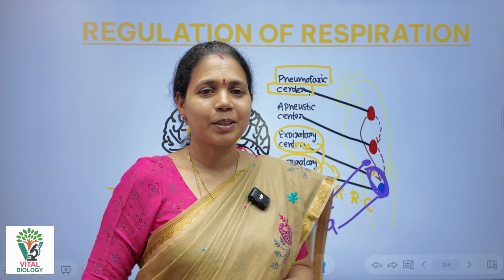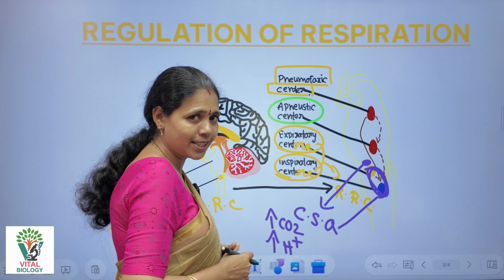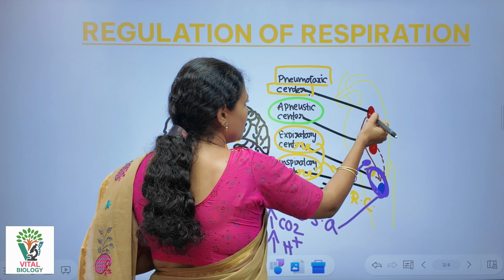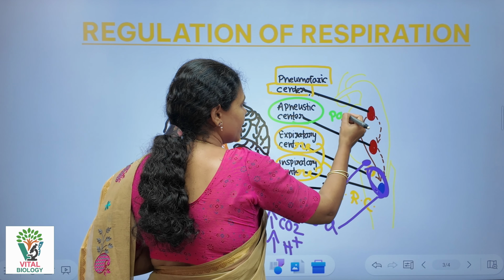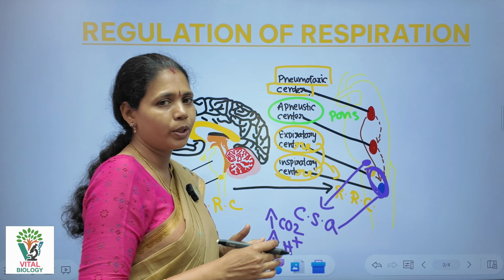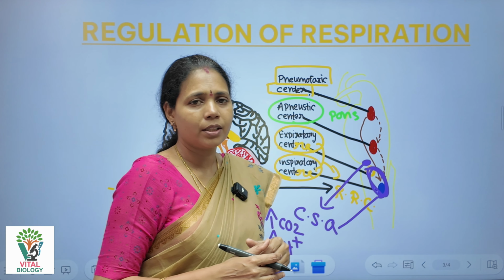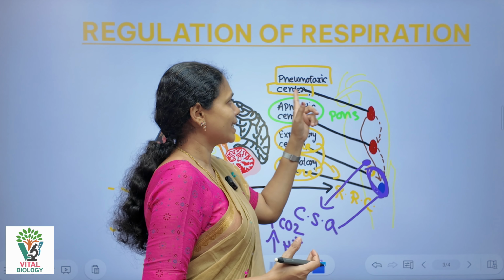In this diagram, they have mentioned one more center called the apneustic center. This apneustic center is present just below the pneumotaxic center, which is itself located in the pons varolii of the brain. The apneustic center recommends rapid breathing, that means the breath rate increases, just opposite to the function of the pneumotaxic center.